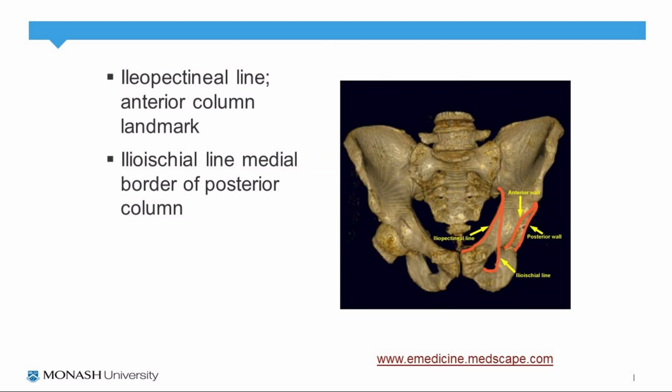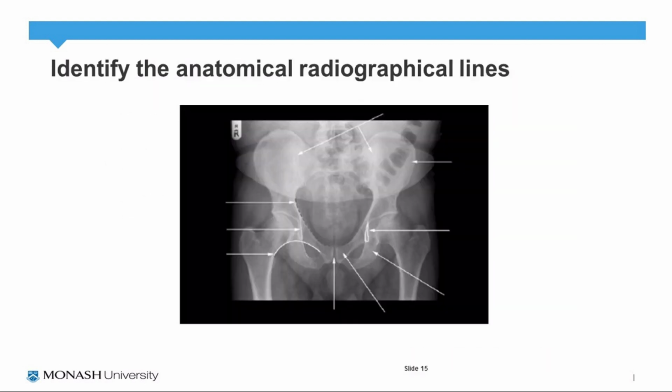The next image shows the iliopectineal line, which forms the anterior column. We have the ilioischial line, which forms the posterior column, and then we also have the anterior wall. I've given another slide here of an X-ray image, and I would encourage you to try and complete that one as well, which shows some of the lines that I have mentioned.